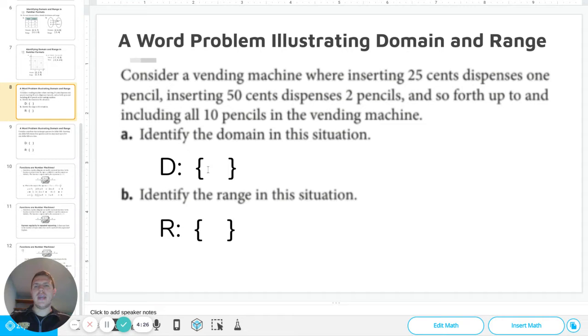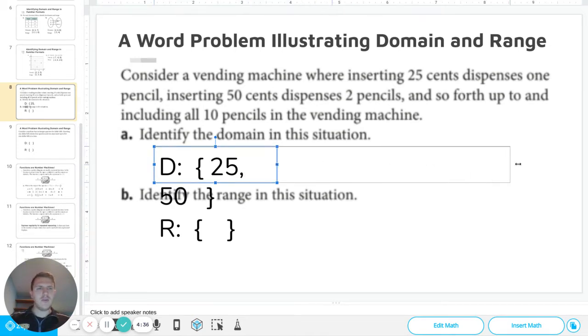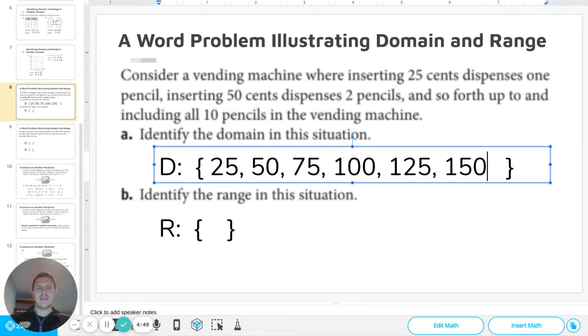Okay, so in this case, my domain is what I put into the vending machine, which would be, I could put 25 cents, I could put 50 cents. Oops, let me make this a little bit bigger so that way we can fit all our numbers in here. I can put 75 cents. I can put $1 in, $1.25, $1.50, because that's 6 quarters. I could put 7 quarters, put in $1.75. I'm going to run out of room here.